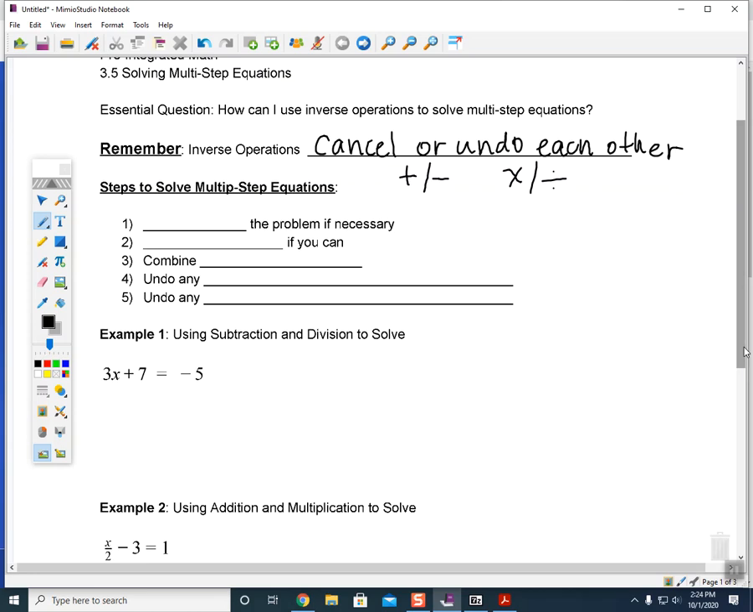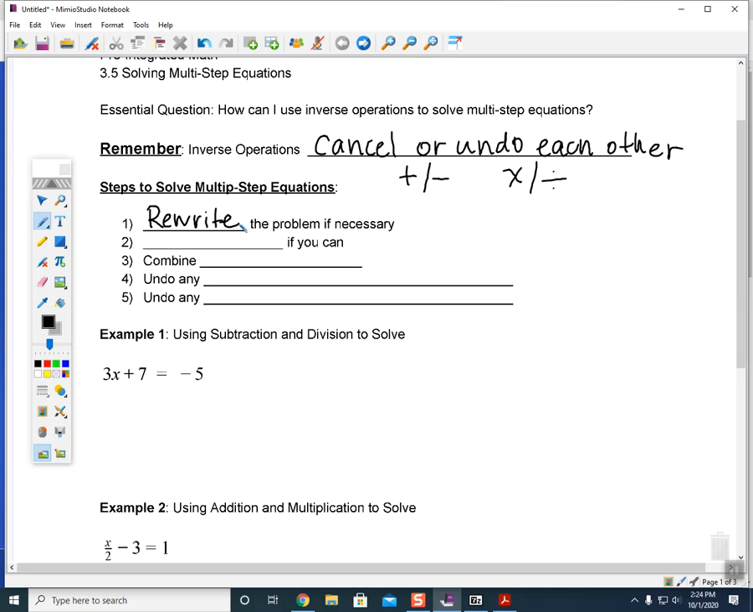So I have a couple steps in order to solve, there's an extra P in there. I didn't notice that earlier. There's a couple steps we use to solve multi-step equations. So the first step is to rewrite the problem if necessary. So I'll rewrite it if I need to.